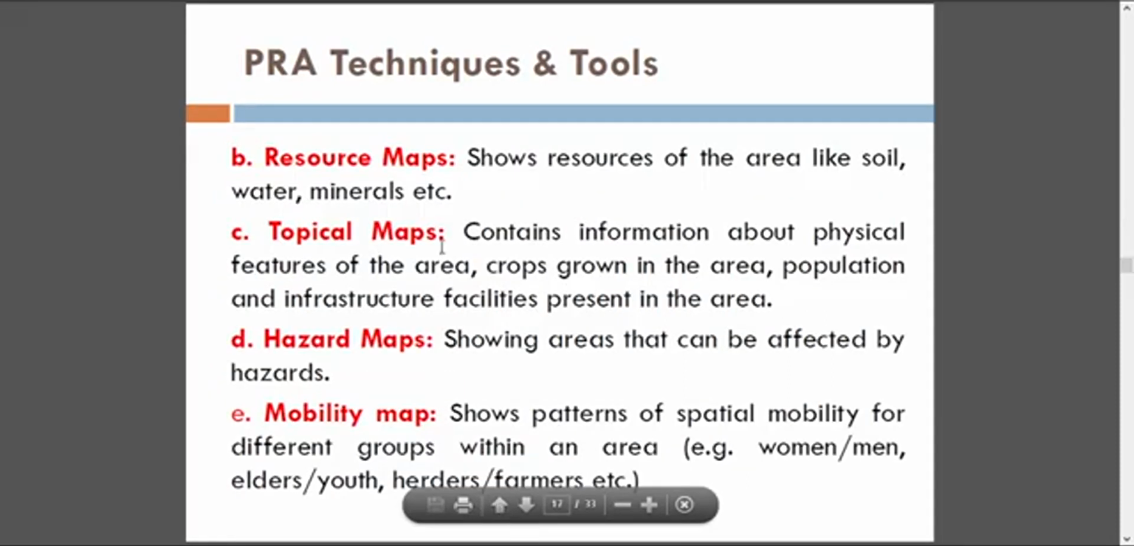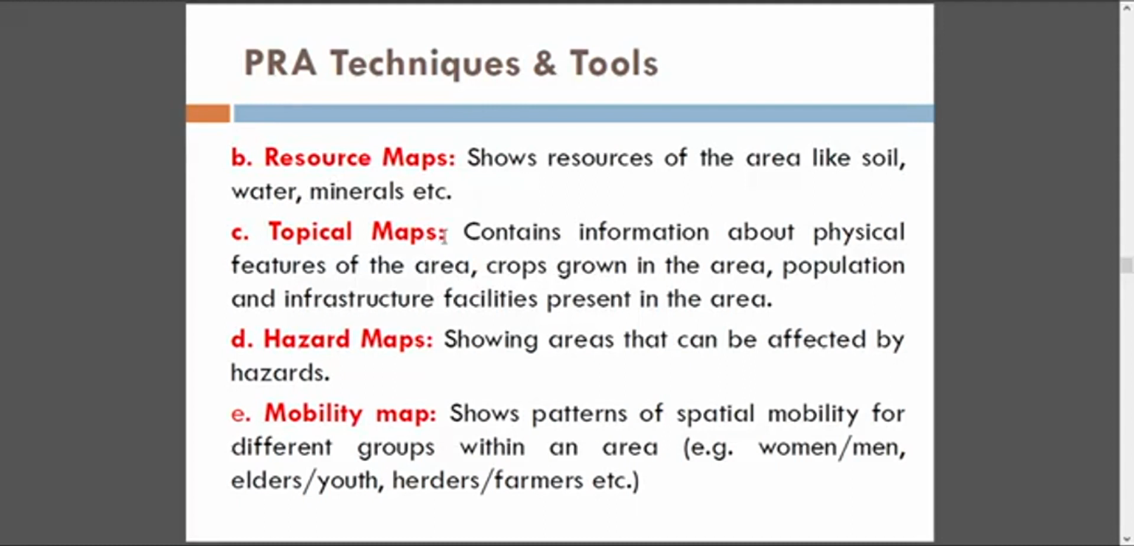Okay. The resource maps, which show the resources that we have. We want to see where the water bodies are. We want to see whether there are some mineral resources that we have in the community. We want to see if we have forests in the community. So these ones are put in the resource maps.